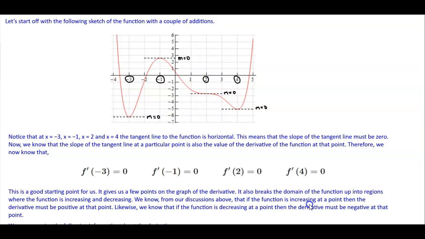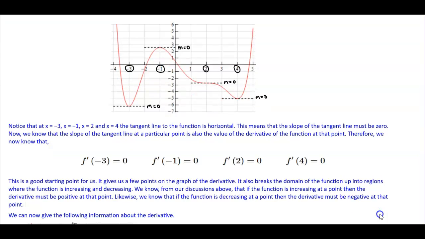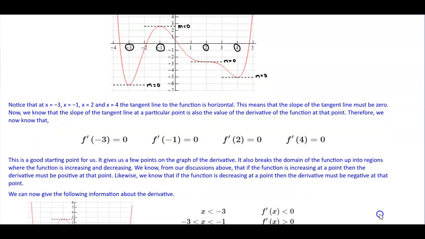And we know from our discussions above that if the function is increasing at a point, then the derivative must be positive at that point. Likewise, we know that if the function is decreasing at a point, then the derivative must be negative at that point. Now, we can give the following information about the derivative.